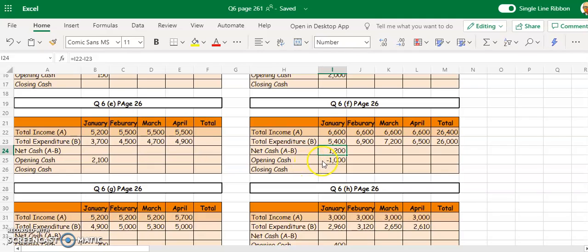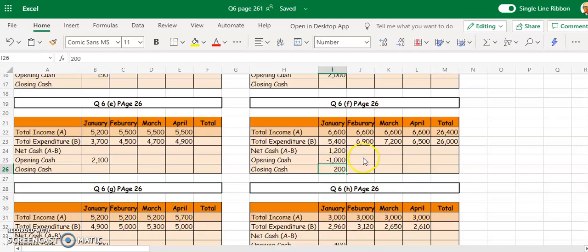Our opening cash then in our bank is minus 1,000. So in our bank, we've got minus 1,000. Now we have 1,200. So our closing cash is going to be 1,200 plus minus 1,000, and that's going to give us 200. So we have a minus figure here. We have to pay back the minus figure. So we have 1,000 to pay back the minus figure, and then we have 200 left over. Remember, your closing cash for 1 month becomes the opening cash for the next month.